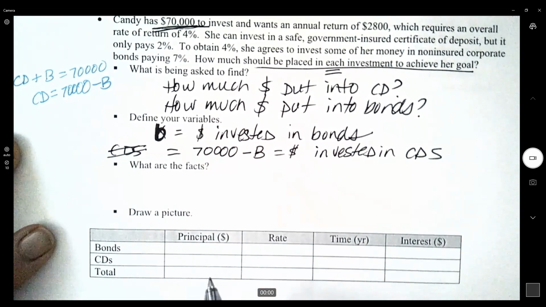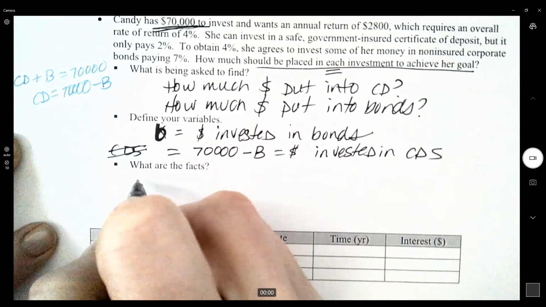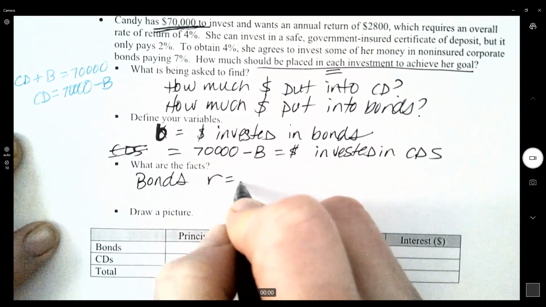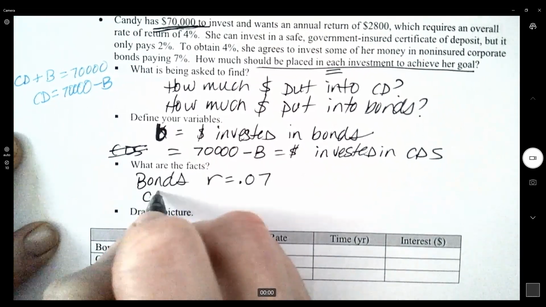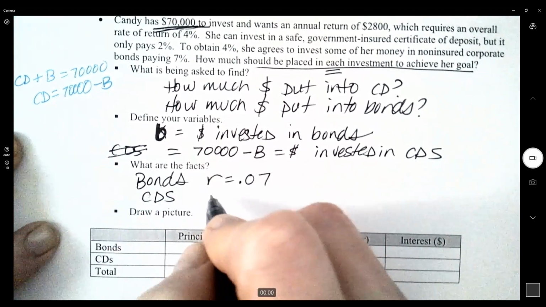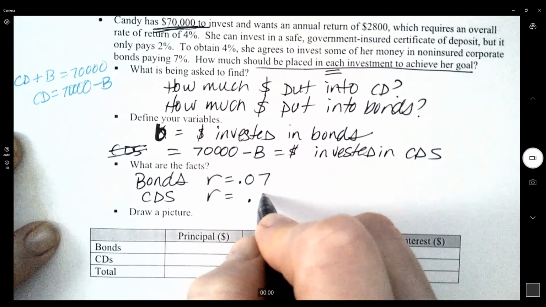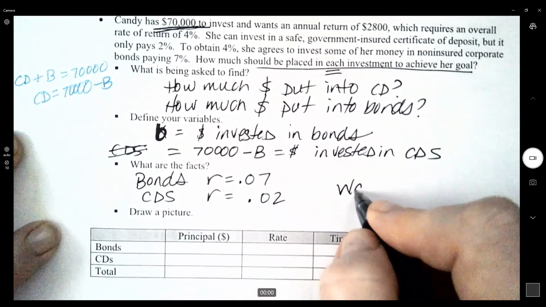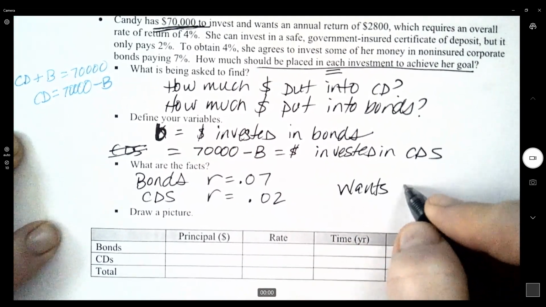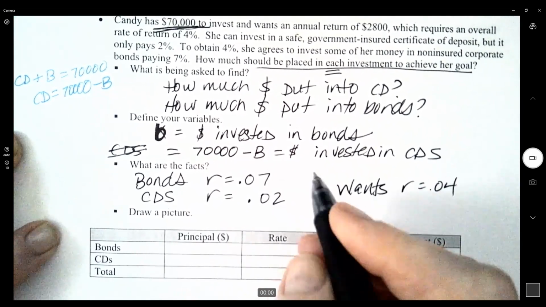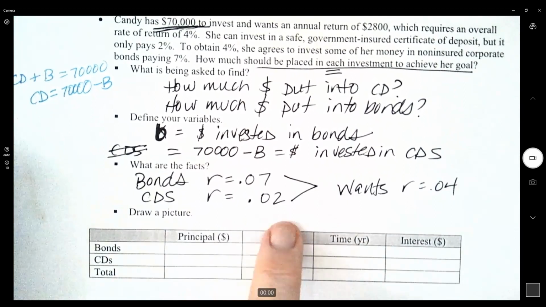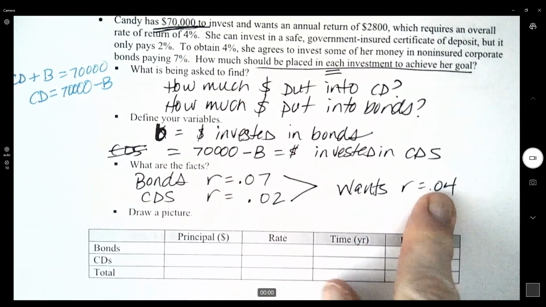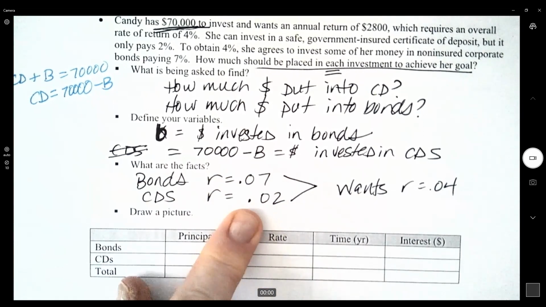So what are the facts, right? The facts are that bonds are going to yield a return of 7%. And we know CDs are going to yield a return of only 2%. But she desires a return of 4%. So we've got to make a mixture of the two of these in order to create a return of 4%, which is in between there.